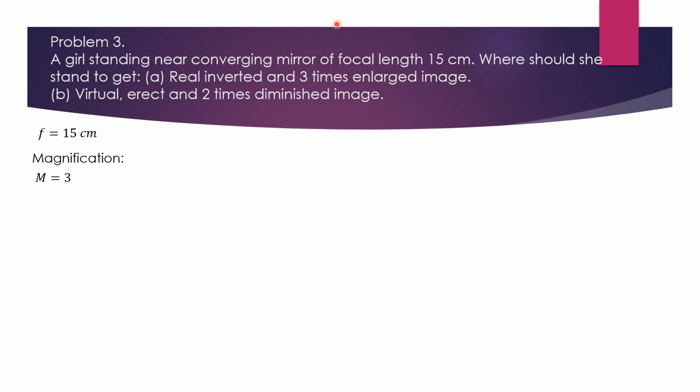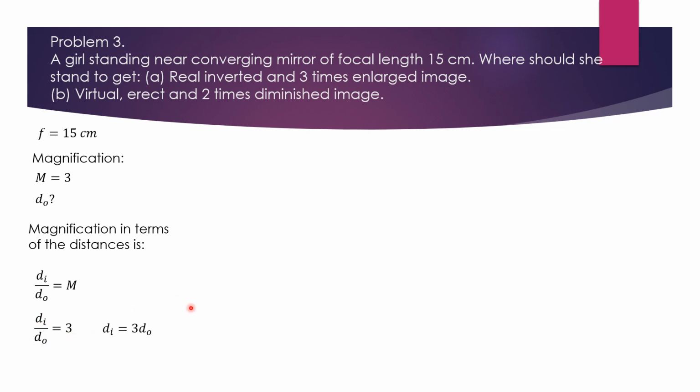Magnification is given as 3, and we need to find the distance of the object. Where should the girl stand? So magnification in terms of the distances is given as distance of the image divided by distance of the object, is equal to m. Since m is equal to 3, di over do is equal to 3, and we can write it as di is equal to 3 times distance of the object.